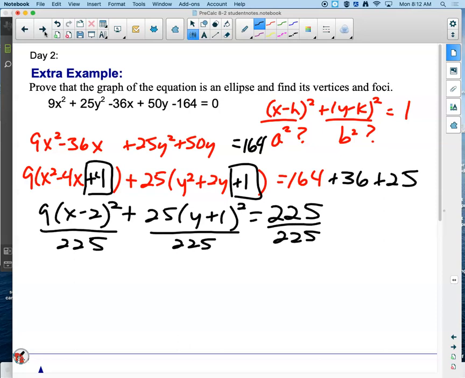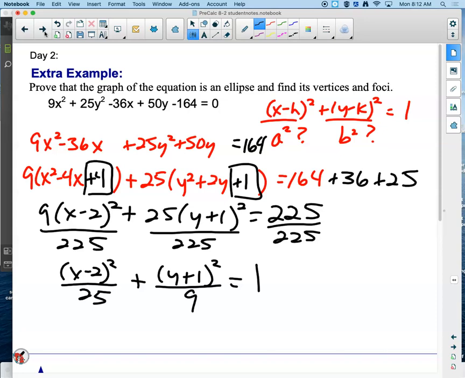So 225, if you think of it as if it were $2.25, you realize, oh yeah, there's 9 quarters in 225. So this will be x minus 2 squared over 25 plus 25 over 225. Well, that would reduce to 1 over 9. Now we've got it.